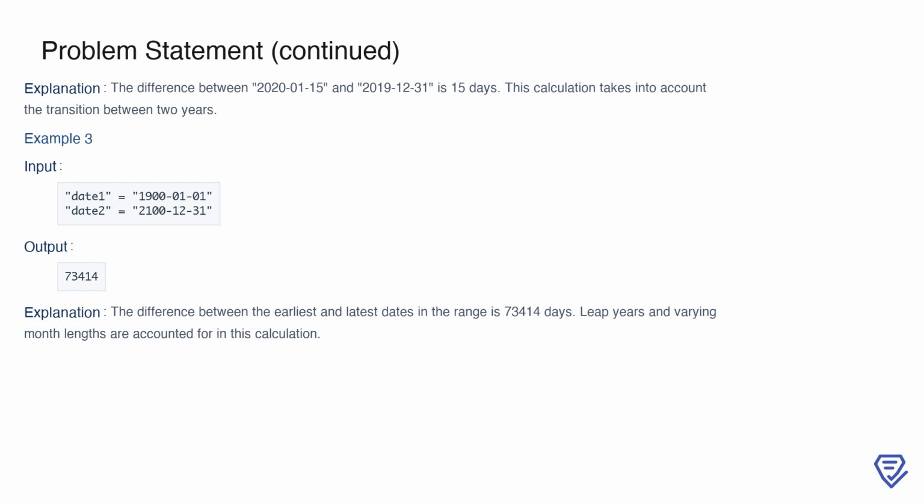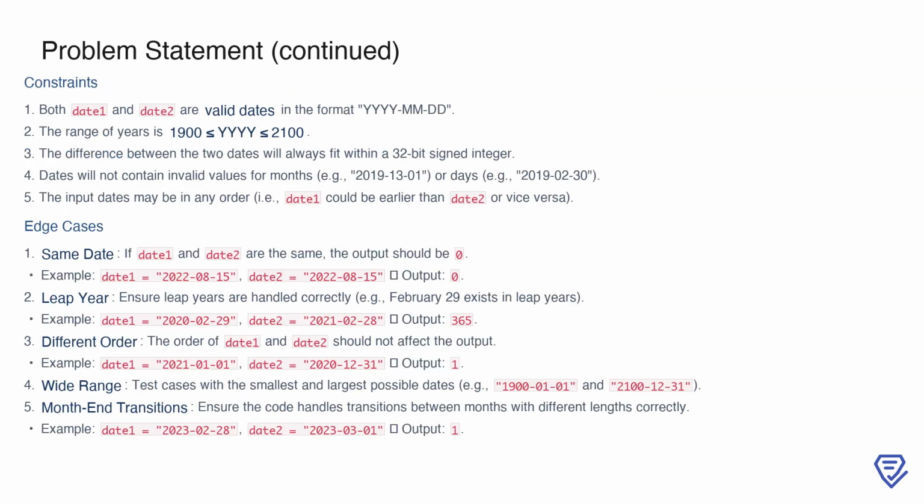These examples highlight the importance of handling different scenarios, such as year transitions, leap years, and the wide range of dates within the problem's constraints. To solve this problem effectively, there are a few constraints and edge cases to keep in mind.